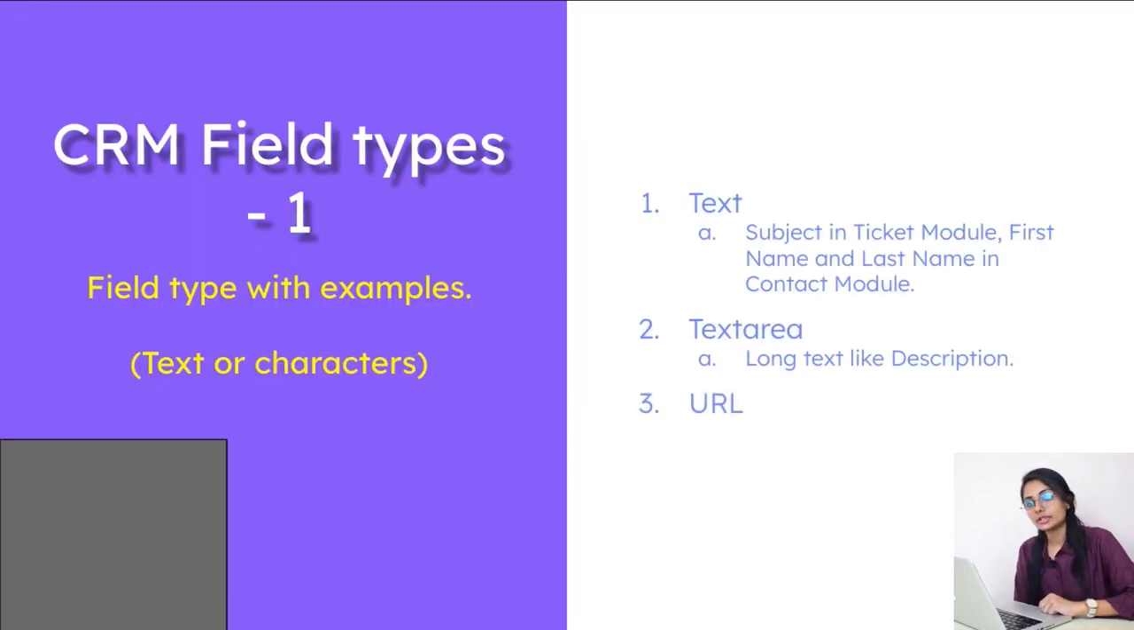Next, we have the URL field type. We can use the URL field type to store any hyperlink. As an example, if I have account information available for my existing set of clients, I have to mention the client's own businesses, own websites, and the URL of that website. So we can use the URL field to store that input.